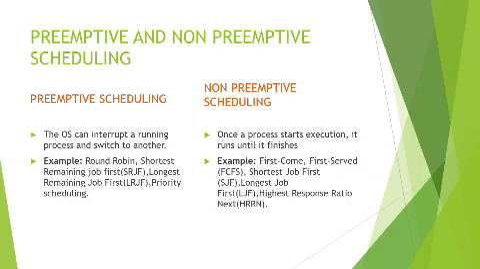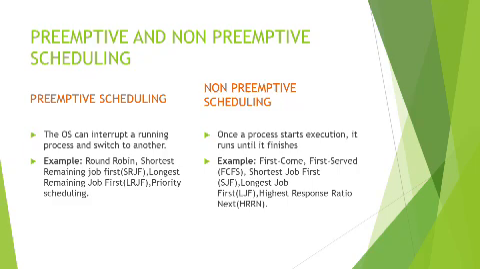Now the major difference between preemptive and non-preemptive scheduling. In preemptive, the OS can interrupt the running process and switch to another. If a process is already running in the OS, the arrival of another process may interrupt it. But in non-preemptive scheduling, a process once started will complete its execution. Only after that does it run another process, so no interruption occurs in this scheduling.